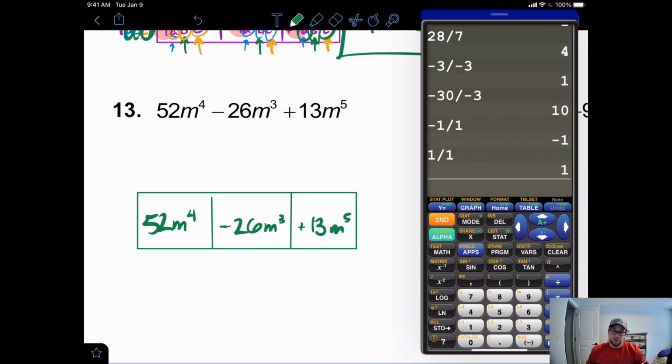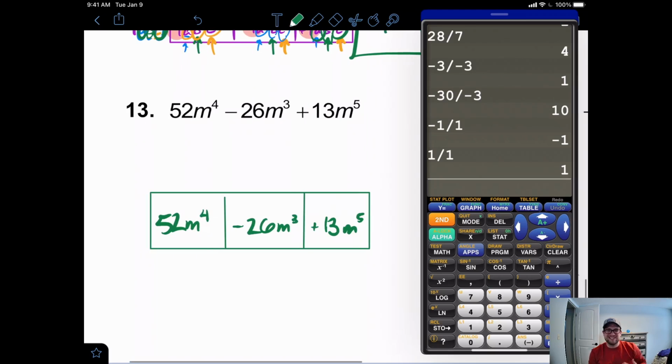Now, as I move through this problem, I need to find what's the biggest number that goes into each of those. Now, there's not many numbers that go into 13, but I do know that 13 times 2 is 26, so that means 13 has to go into 26. Let's see if 13 goes into 52. To do that, I can take 52 and divide it by 13. And since it gives me a nice answer of 4, we know that it goes in there.